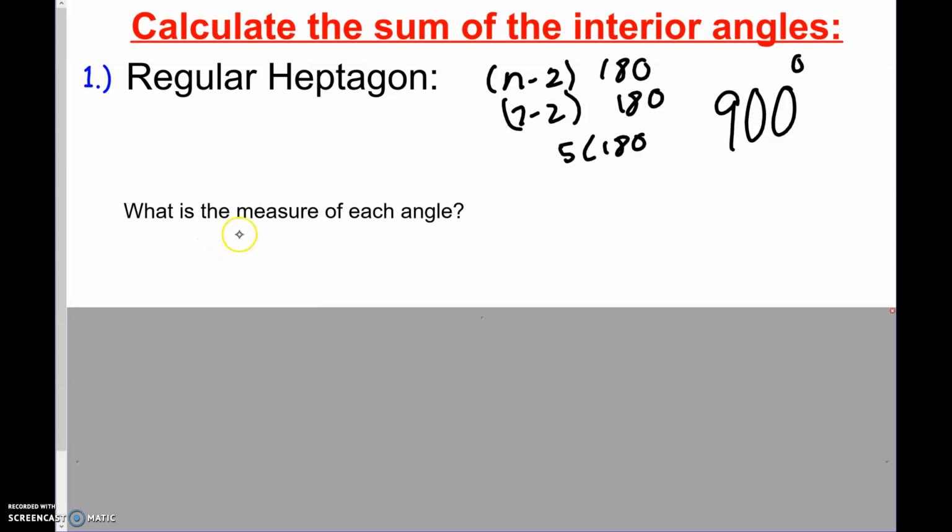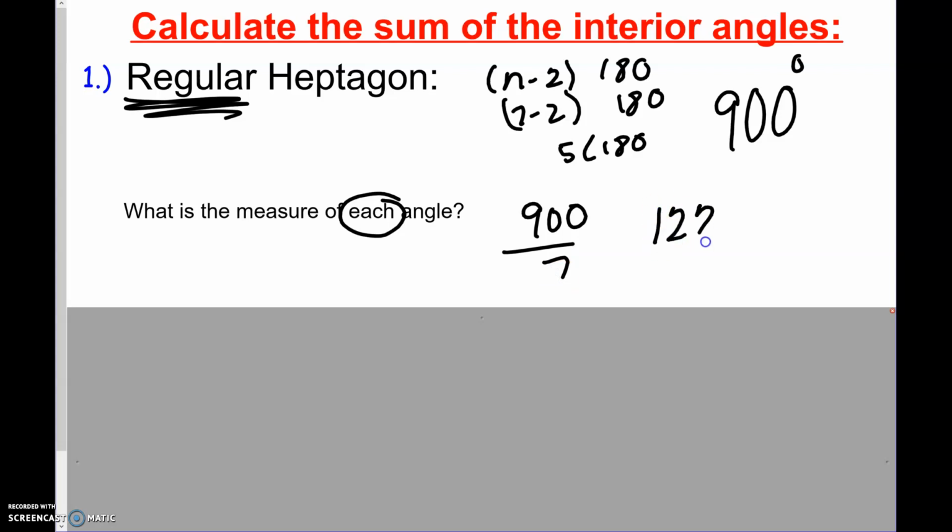Now, what if they ask what is the measure of each angle? Because it's regular, we know each one is the same, and a heptagon is 7, so we can take 900 and divide by 7, and if we round it, we are going to get 128.6 degrees. All right, so that's finding the total sum of the interior angles, and then the 128.6 is each individual angle.